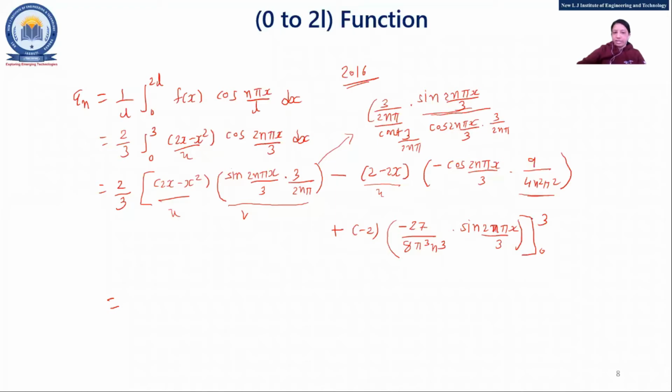First put 3 into this equation. So you know sine 6 pi, here it will become sine 6 pi. So that is 0. So no need to go for that. No need to go for any sine term because that is supposed to be 0. So which term will be remaining for the upper limit? Only this part. So that you need to consider.